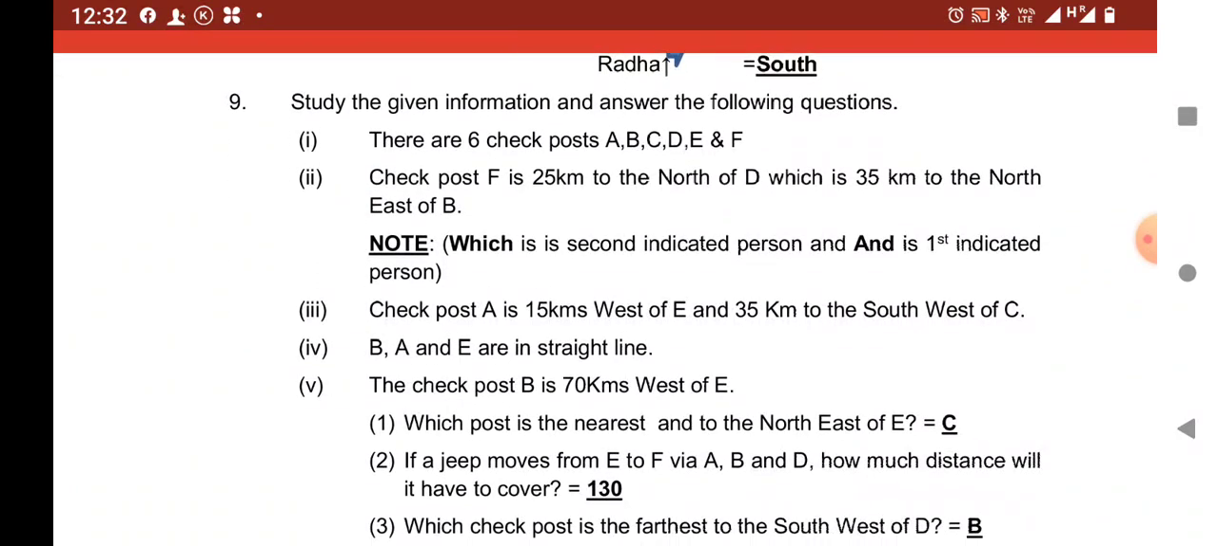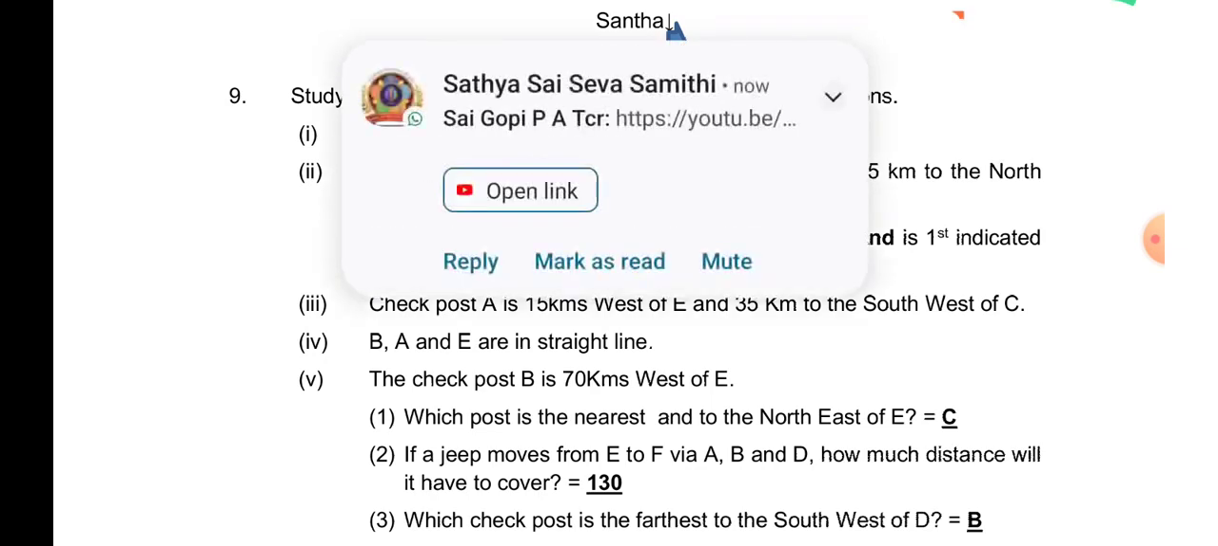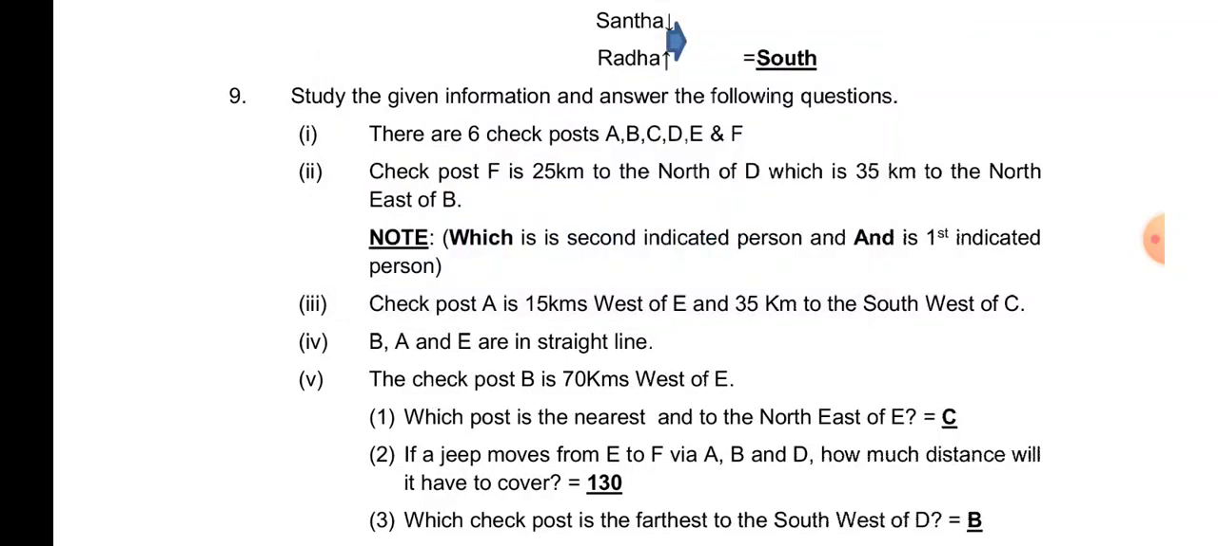Question number 9. Study the given information and answer the following questions. There are 6 checkpoints A, B, C, D, E and F. Checkpoint F is 25 km to the north of B, which is 35 km to the northeast of B. Checkpoint A is 15 km west of E and 35 km to the southwest of C. B, A and E are in a straight line. The checkpoint B is 70 kilometers west of E.